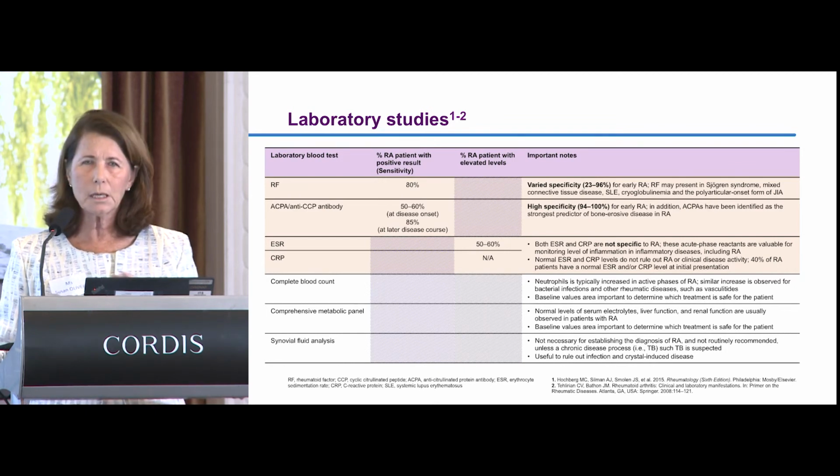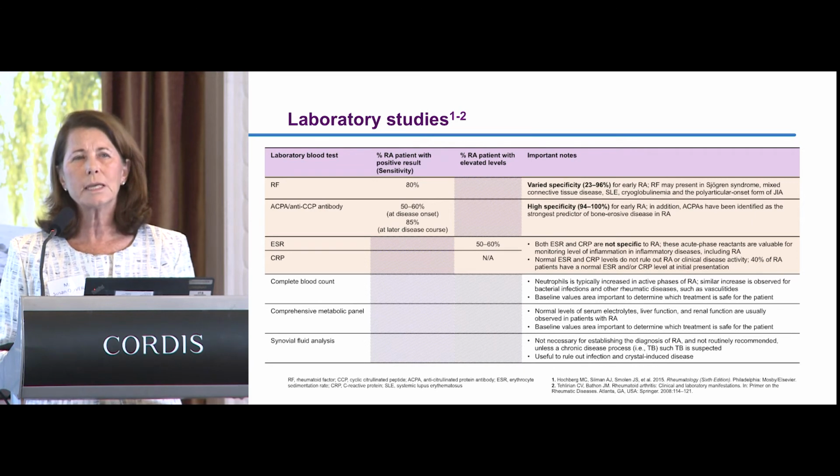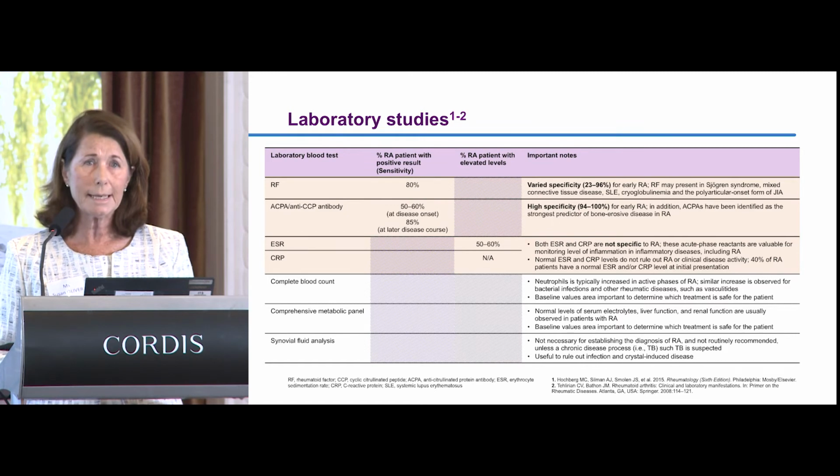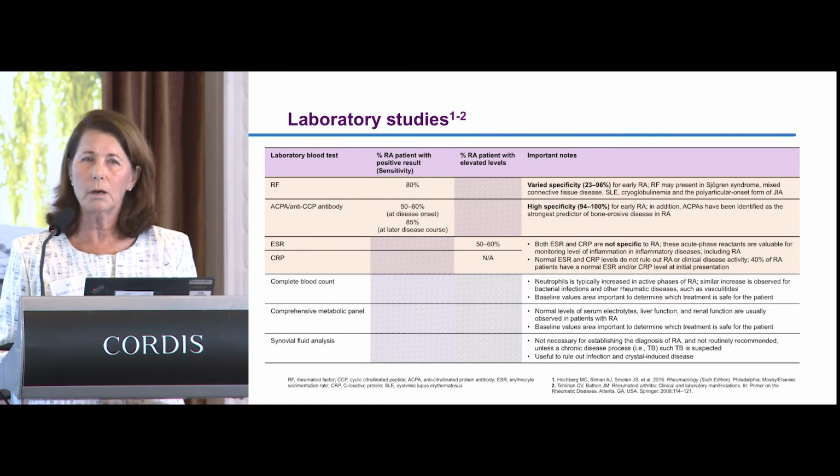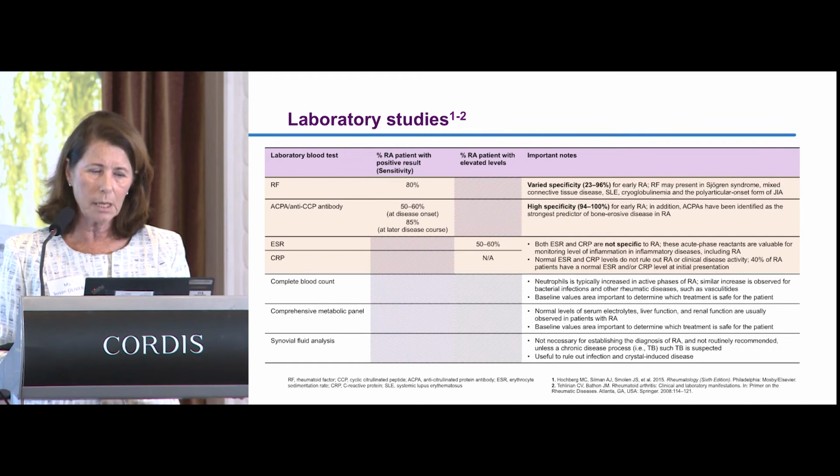And rheumatoid factor and ACPA are really important indicators in the beginning of a patient's presentation because they will actually tell us really how high their inflammatory processes are when they first come to us.